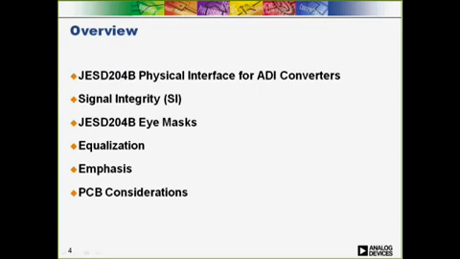Today we'll be looking at some of the JESD204B physical layer specifications and relate those to ADI's implementation choices made on our converter products. We will briefly discuss signal integrity issues associated with a multi-gigabit serial interface and relate that to the insertion loss and JESD204B IMAS specs. We will then discuss equalization and emphasis and the different architectures associated with our products. We will finish by presenting some rules of thumb regarding PCB layout.